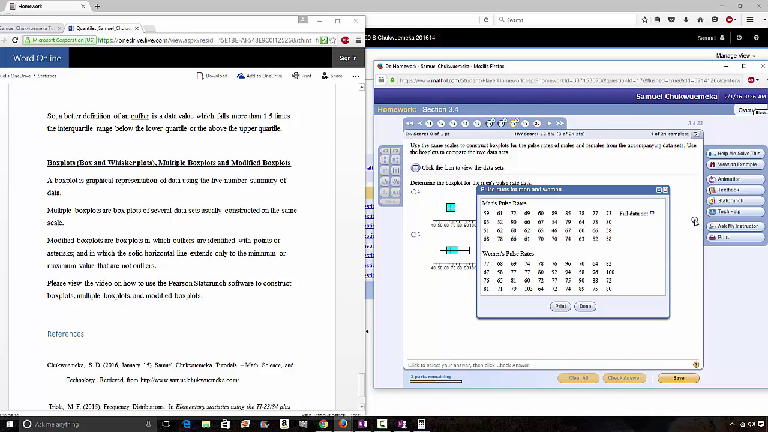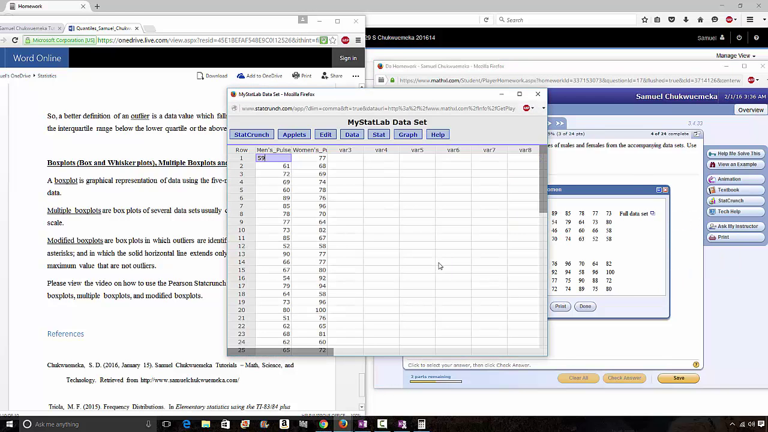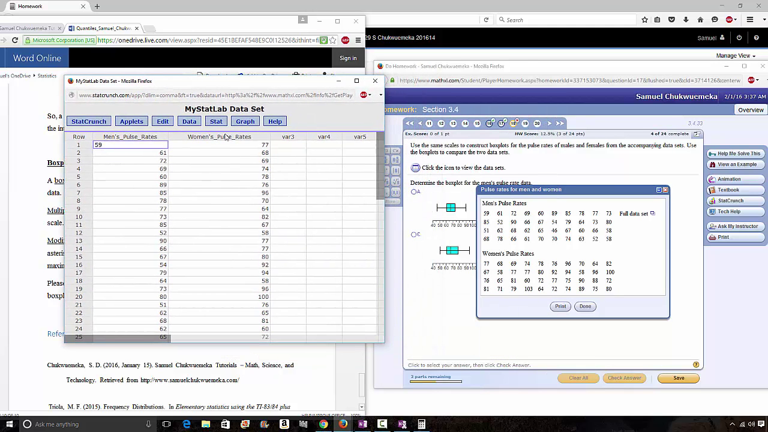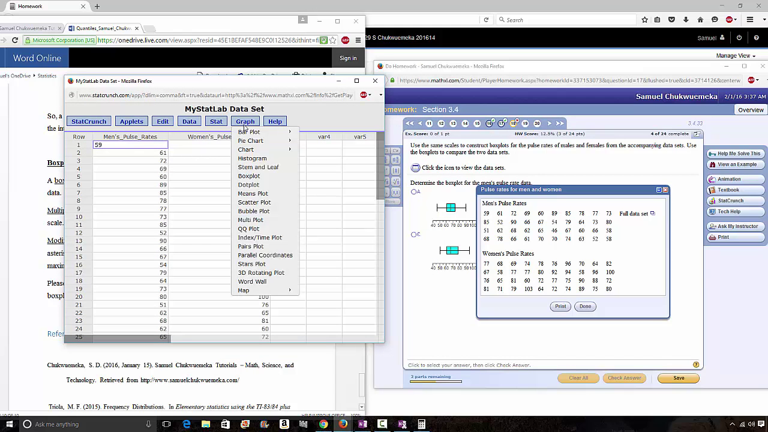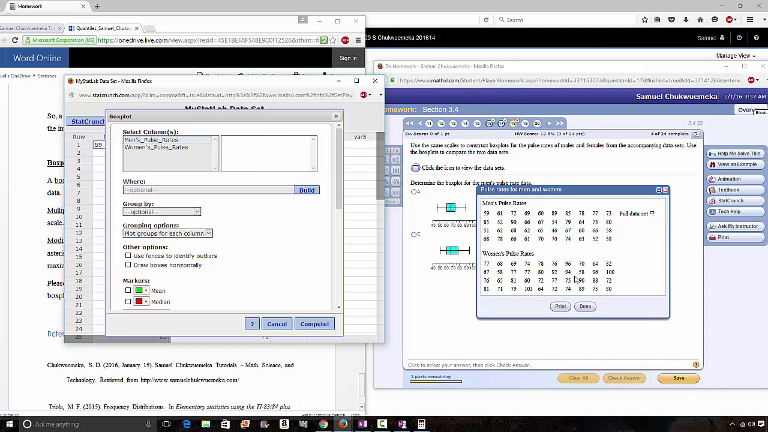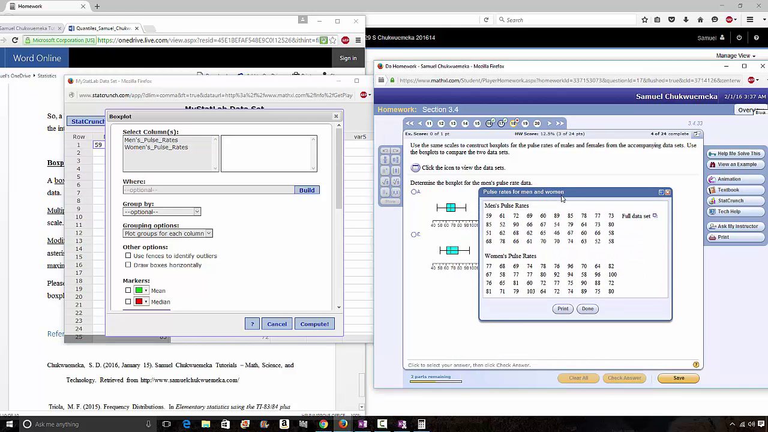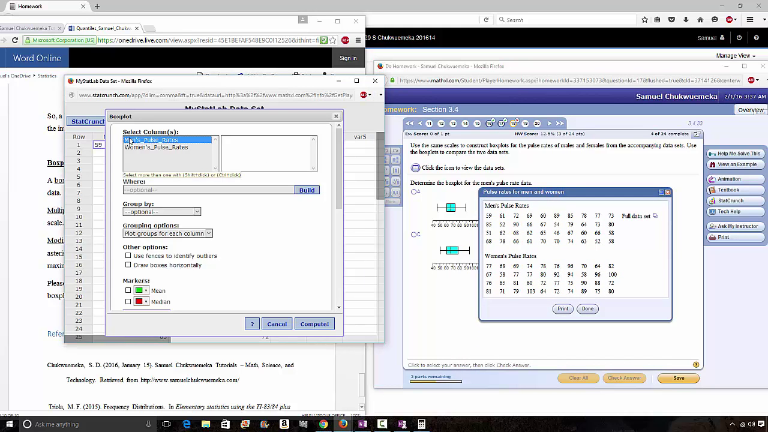So let's open this in StatCrunch. You have men's. Let's expand it so you can see it well. I'm going to drag this. Okay. So these are men's pulse rates and these are women's pulse rates. You go to Graph, then Box Plot. And which one did they ask first? Men. So you could check men.